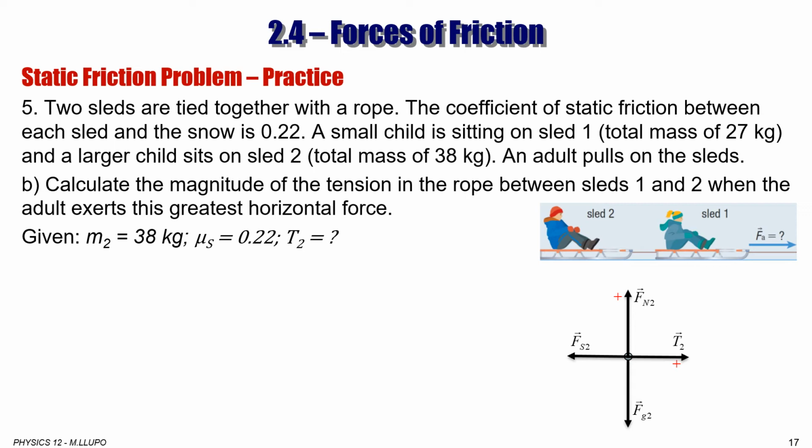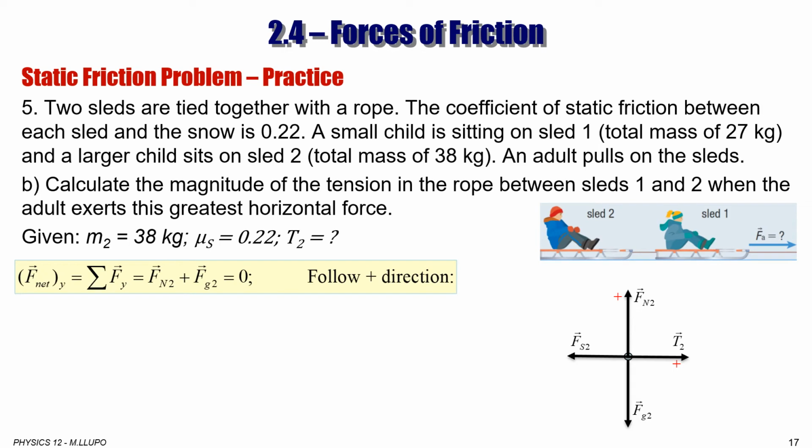We do the same thing: we can calculate the sum of forces on y and the sum of forces on x. Let's start with y first. The sum of forces on y is equal to Fn2 plus Fg2 equals 0. Following the positive direction, Fn2 is positive and Fg2 is negative, so Fn2 is equal to Fg2, which is m2g. m2 is 38 kilograms and g is 9.8, and the answer is 372 Newtons.